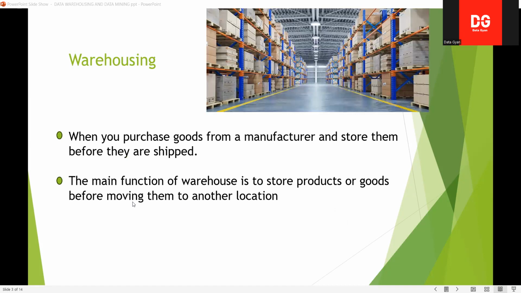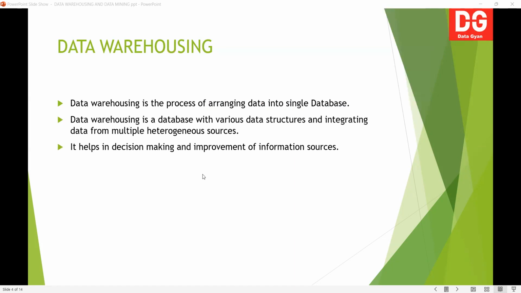Warehousing means whenever we are purchasing something from the manufacturer and we are storing it in a particular place, that is called warehousing. The main function of a warehouse is to store products or goods before moving to another location, like before the shipment. After that, what is data warehousing?